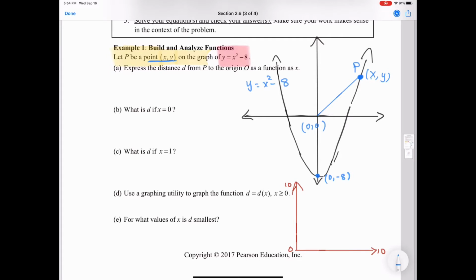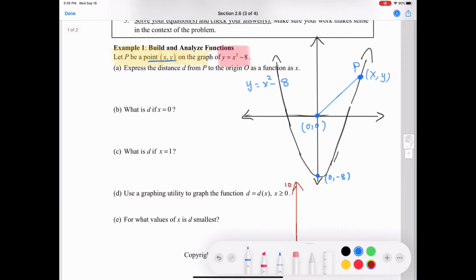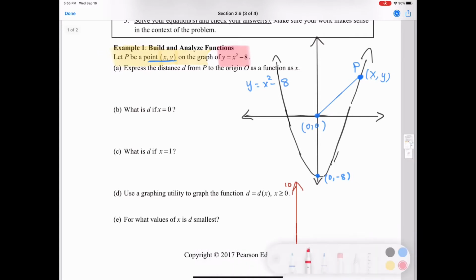Okay, now we'll come to A. So it's asking us to find the distance D from this point P to the origin 0. So we know at the origin the coordinates are 0, 0. So we need to find what this distance is.